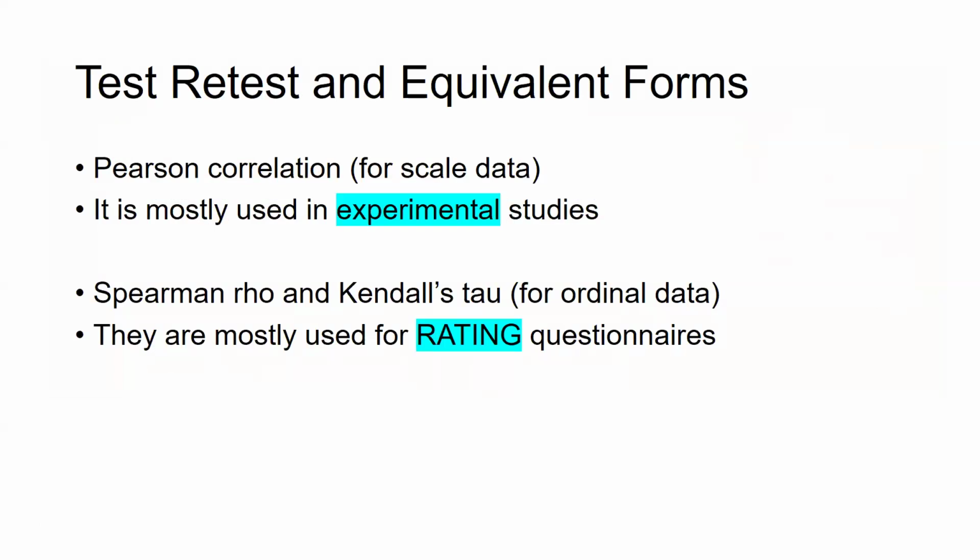All right. This is just a quick look at how to validate your data and which test to use, as I said. When you have scale data, you need to use Pearson correlation, most used in experimental studies, when you have a control and an experimental group. And Spearman and Kendall's tau are used for ordinal data. They are most used for rating questionnaires, like Likert scale or attitude scale.